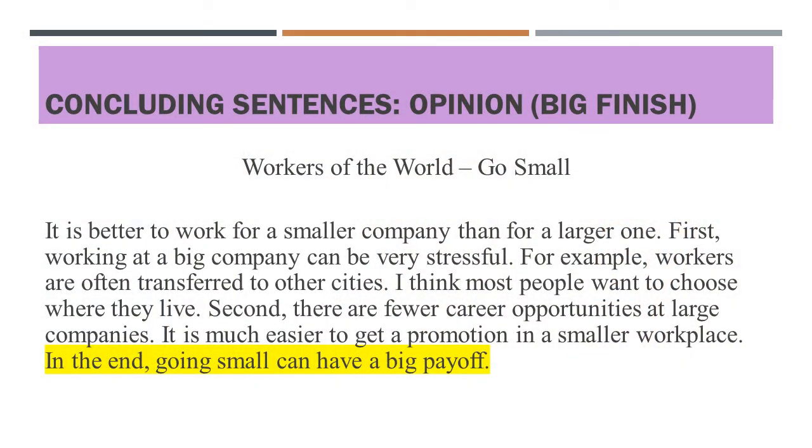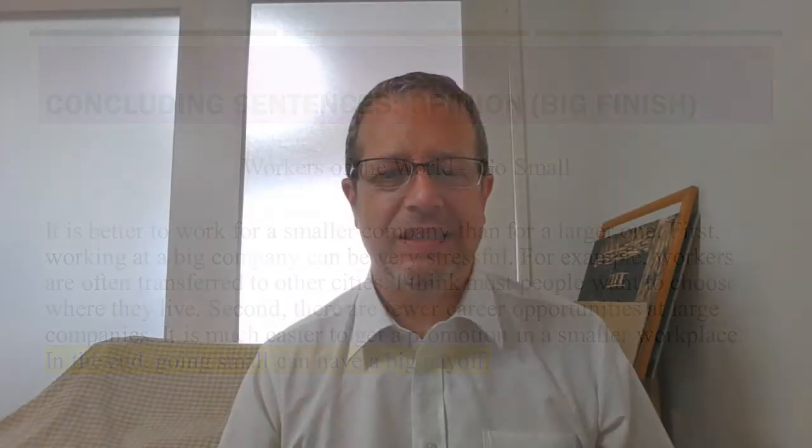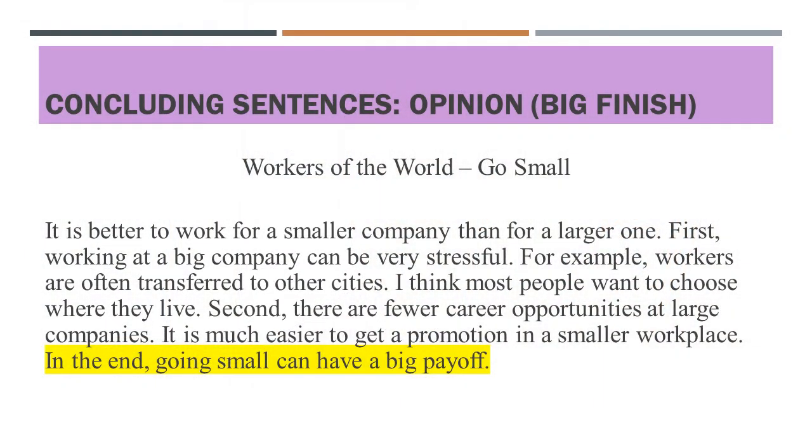Finally, there was the big finish. And here I decided on this sentence. In the end, going small can have a big payoff. Okay, it's kind of a big finish because it has what we would call a juxtaposition, or a kind of matching two opposites together. Going small, big payoff. Small versus big in a short, simple, impactful sentence. That's what you want to do with the big finish.